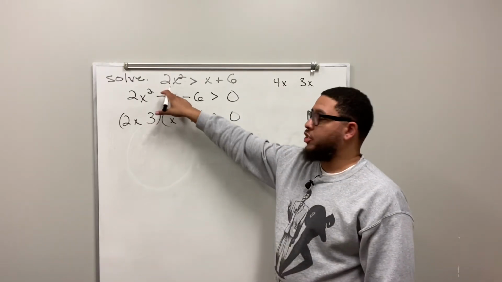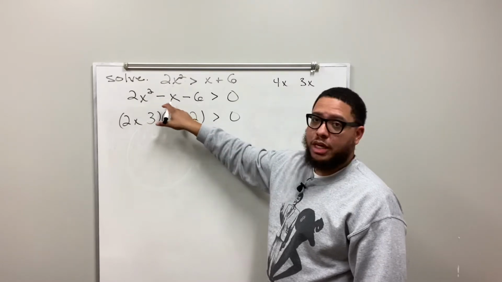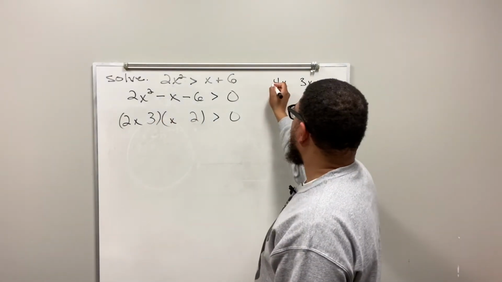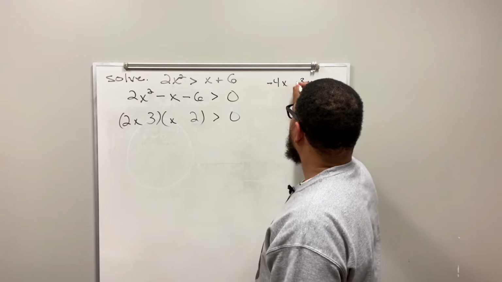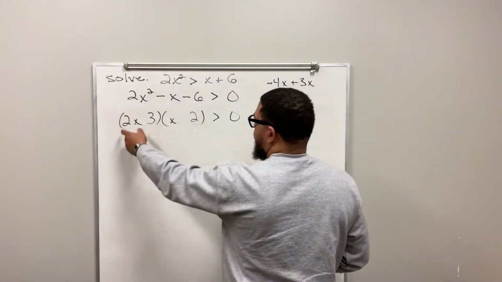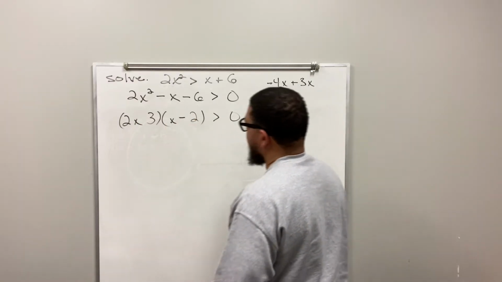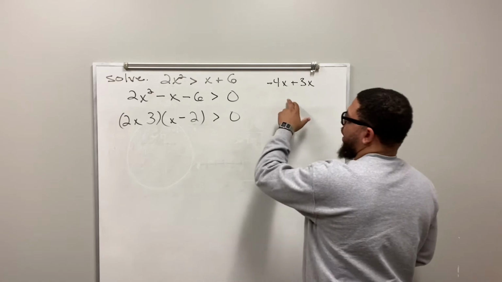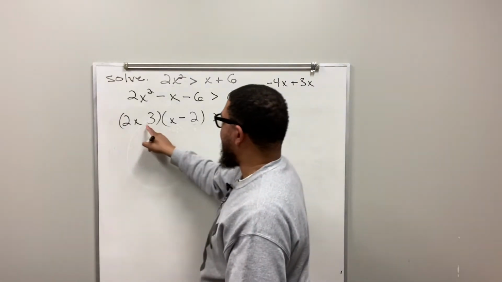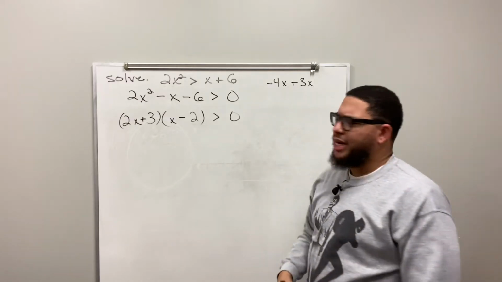Negative 1x. See the invisible 1 right there? You don't need the 1 because it's a negative sign. Negative sign in front of the x means negative 1x. So in order for that to happen, I need negative 4x and a positive 3x. So the only way I can make a negative 4x is doing 2x times negative 2. So make that negative 2. And the only way I can make a positive 3x is if I do positive 3 times x. So put a plus sign right there. And that's the trial and error method.